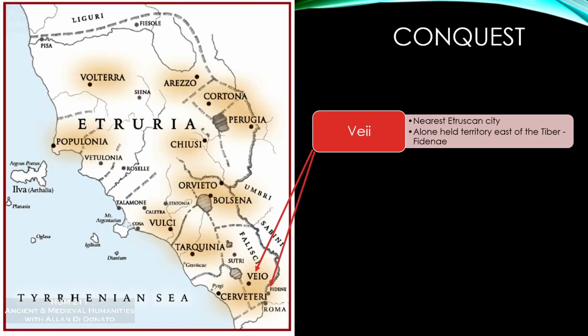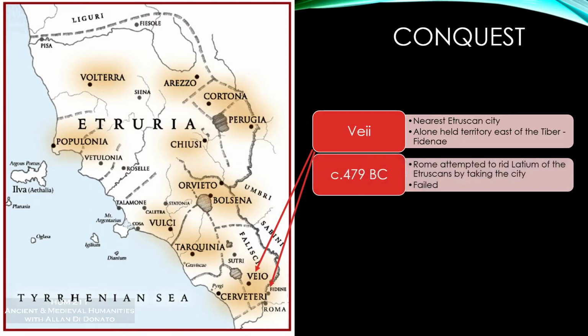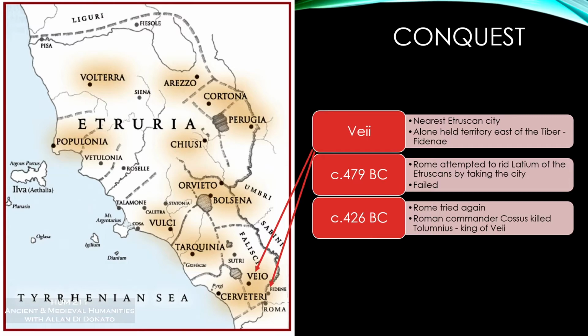The Romans, right there is Fidenae, the Romans in 479 attack the city and try to liberate it from Etruscan control, and they fail to do this. And this is the beginning of an ongoing conflict that lasts for the better part of a century with the one little town of Veii. 426 is a conflict between the Romans and the people from Veii, where the Roman commander apparently actually kills the king of Veii personally on the battlefield, Tolumnius, executed by the Roman commander Cossus.